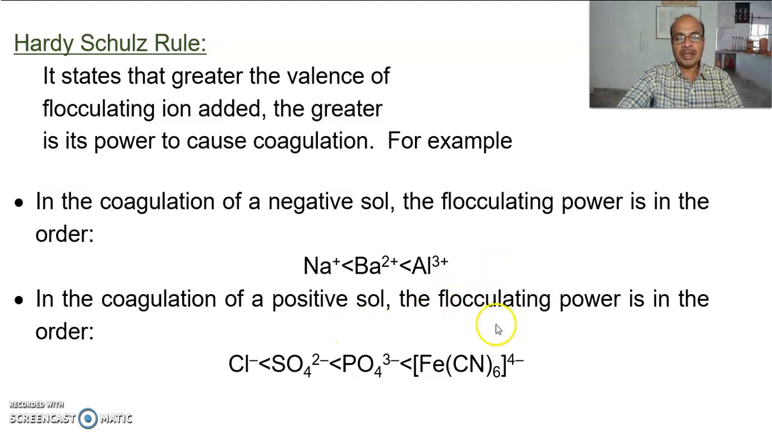Similarly, we have already learnt the negative ions cause the precipitation of a positively charged sol. Among the negative ions, the one which has higher negative charge causes more precipitation. So this will be the order: Cl minus is less than SO4 2 minus, is less than PO4 3 minus, which is less than Fe(CN)6 4 minus. Now this ion has the highest negative charge, so it will have greater coagulation power.